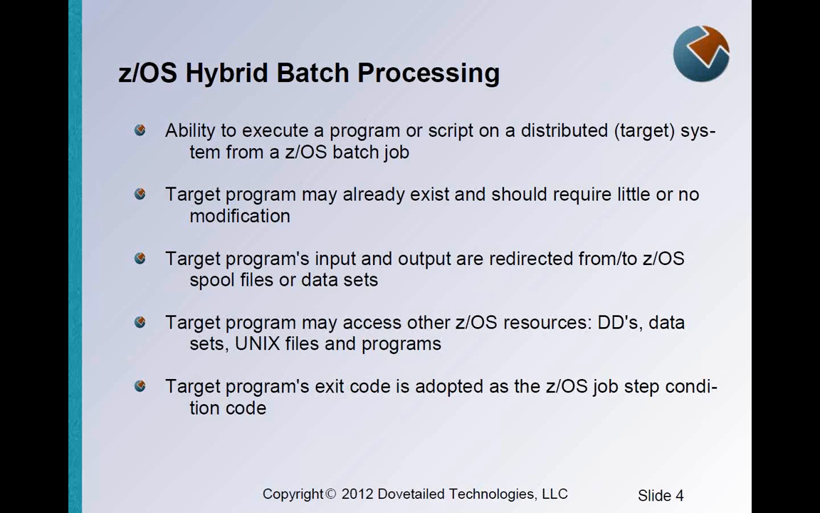Fourthly, the target program may access other resources in the course of its work. It may reach back into zOS to read DDs that are defined by the job itself. It might read data sets that are separate from the job. It might read Unix files, and in fact it might even run zOS Unix programs in order to accomplish some of the work that it wants to complete. And finally, the target program, when it finishes, its exit code should be adopted as the zOS job step completion code. So with those 5 things in mind, we have what we refer to as zOS hybrid batch processing.